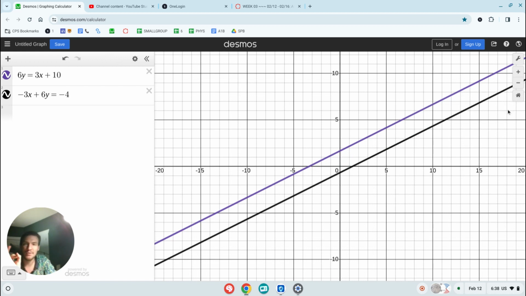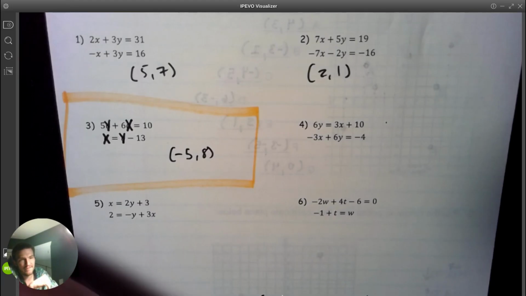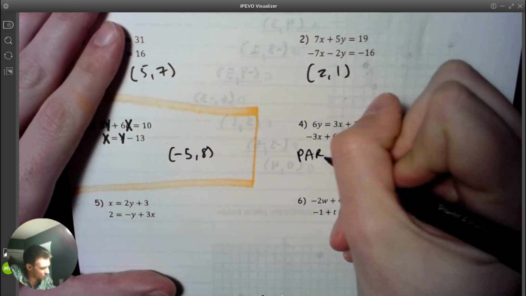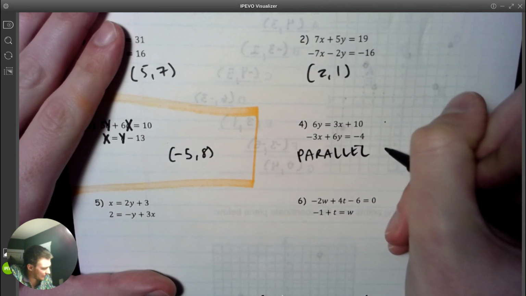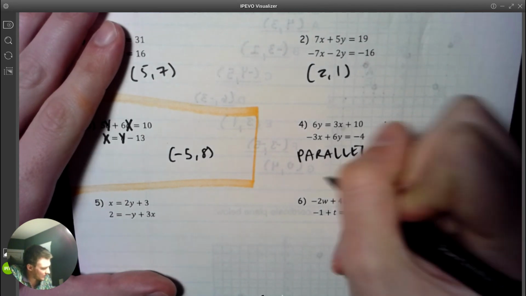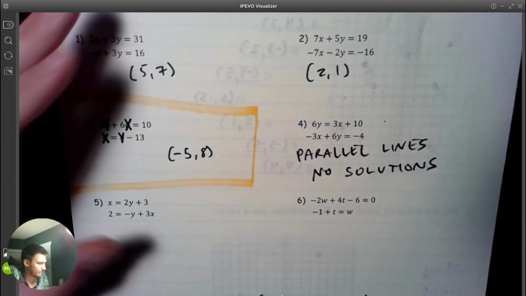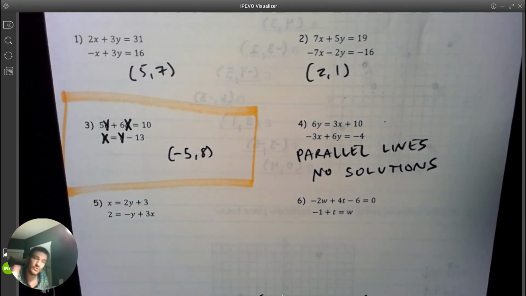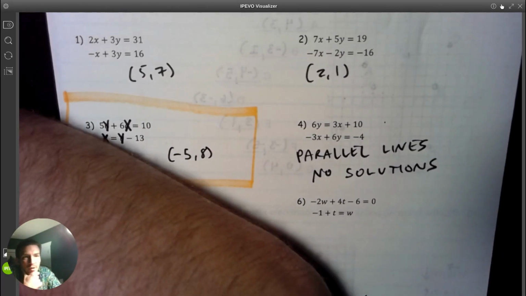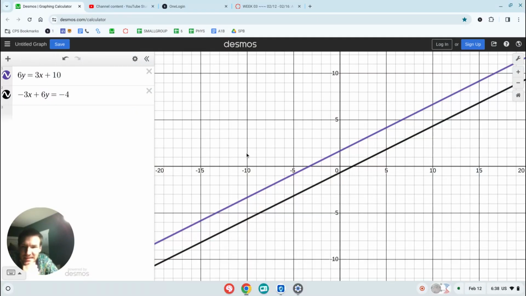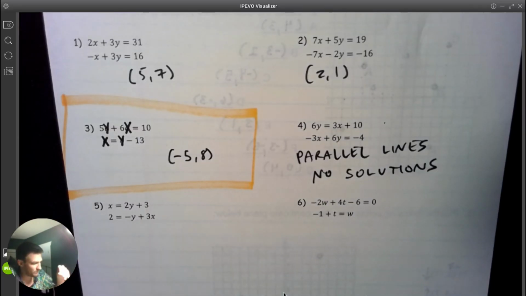I hope your vocabulary senses are tingling. We have parallel lines. We have no solutions. That's it, no solutions. We let Desmos graph these, and we double check: 6y equals 3x plus 10, negative 3x plus 6y equals negative 4. Okay, done. We got it, no solutions.